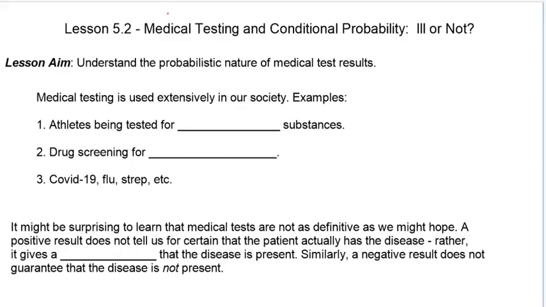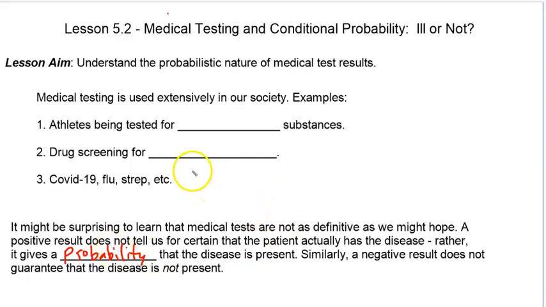So even though they are very important in our society, what they do for us is give us a probability. I'll just go ahead and fill in the blank here. Instead of giving us a certainty that a patient actually has the disease, they give us a probability that a disease is present.